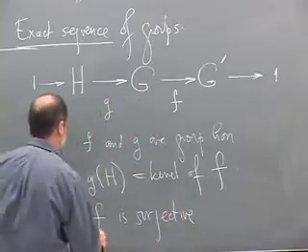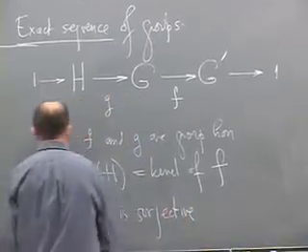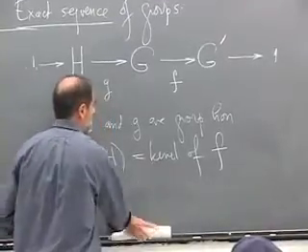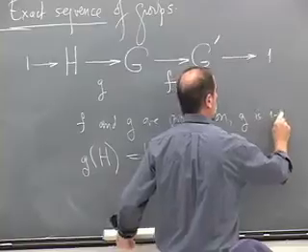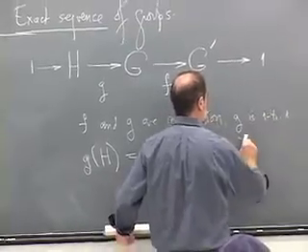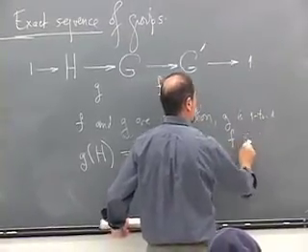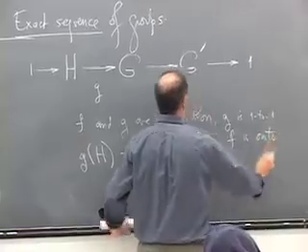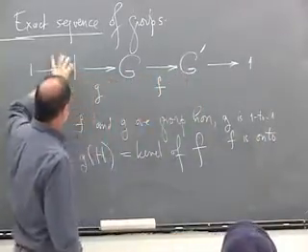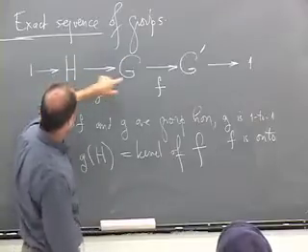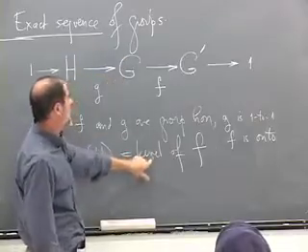And H and G are group homomorphisms. Let me write this again so I get it actually right. G is injective, a 1-to-1 map. And F is onto, so this is a surjection. So G prime is the image. This is an injection, so it identifies H with the kernel of F.